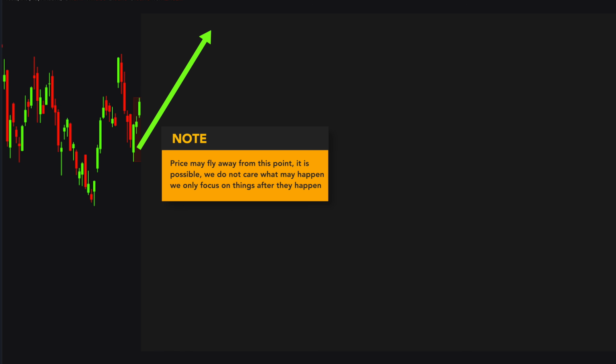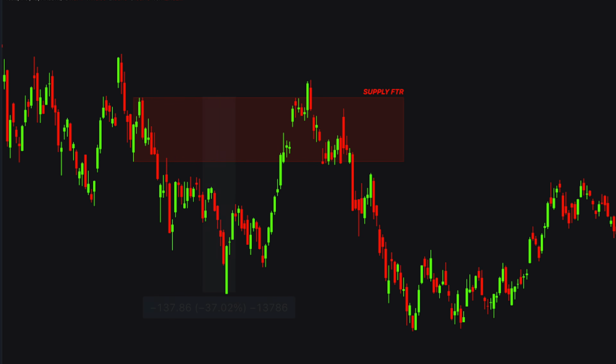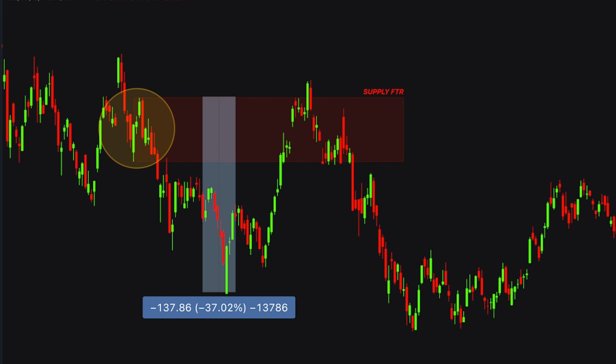Tesla could have gone to $1,000 from this point. We do not know and we do not care. Price action is all about what happened previously, not what is going to happen next. Now after that, price falls again so sharply. At this moment, we know that there are back holders right here.